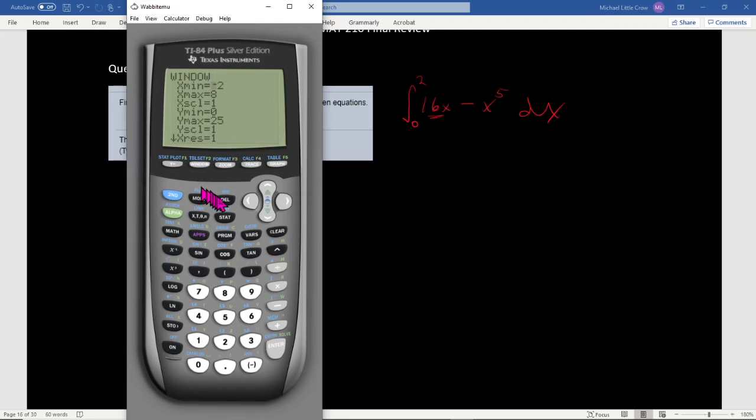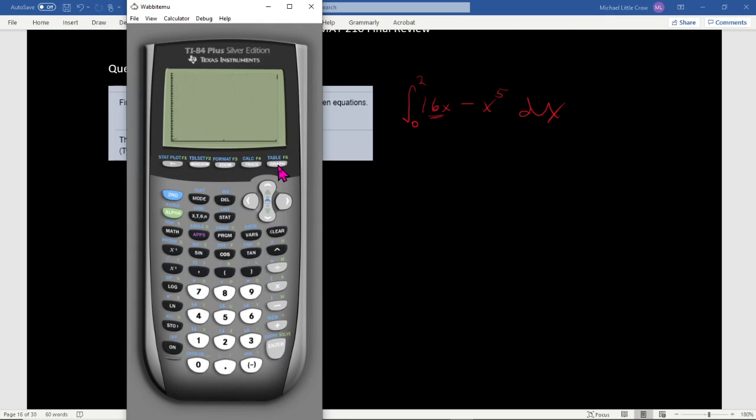So I'm going to change my window a little bit. Let's go to a y max. I was saying 32, so let's go to 35. We are only going from 0 to 2, so let's just go from 0 to 2. There's our 16x graph, and here comes the x to the fifth graph. If they do intersect there, we want the area between the two. So I'm going to turn off these other graphs so I don't get confused, and I want y1 minus y2. That's the graph I want.